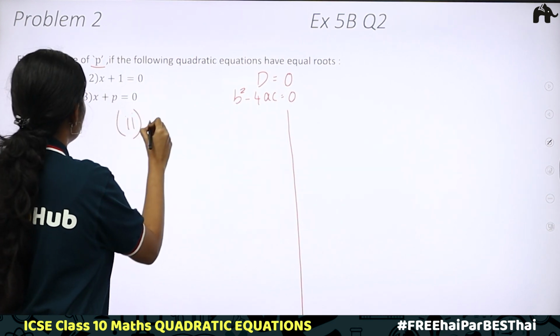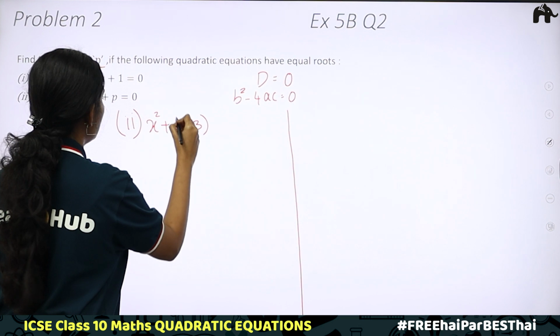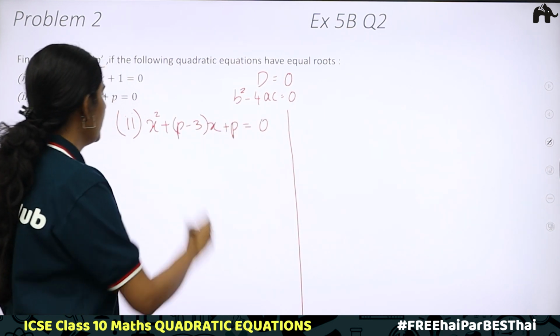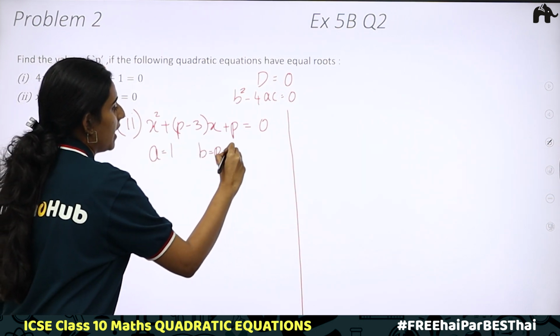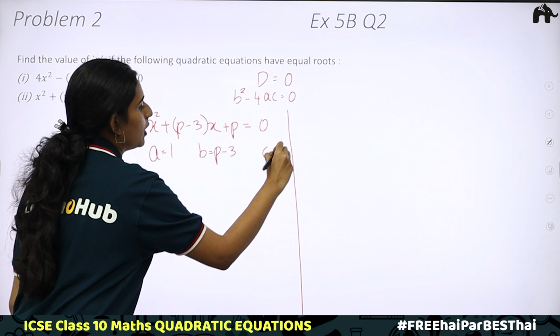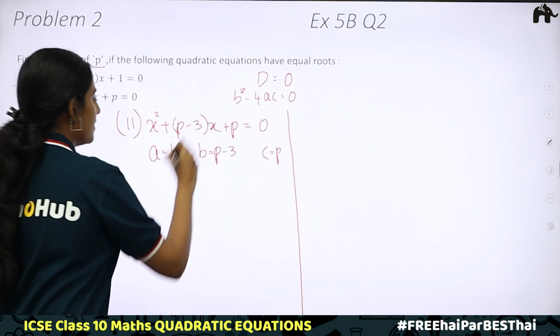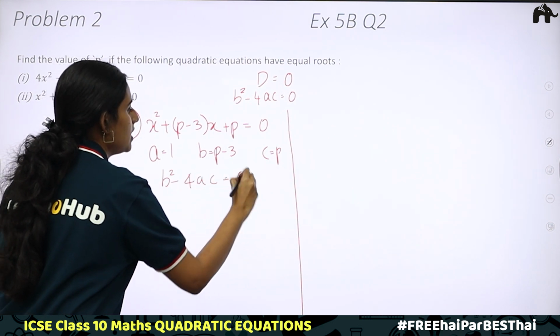Second, x square plus p minus 3 into x plus p is equal to 0. Here a is equal to 1, b is equal to p minus 3 and c is equal to p. What to do next? b square minus 4ac is equal to 0.